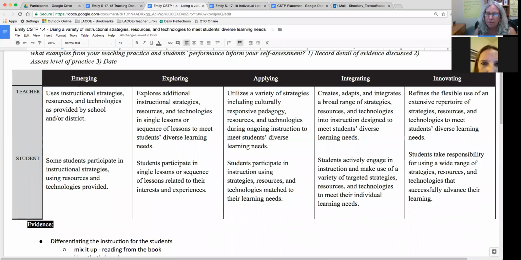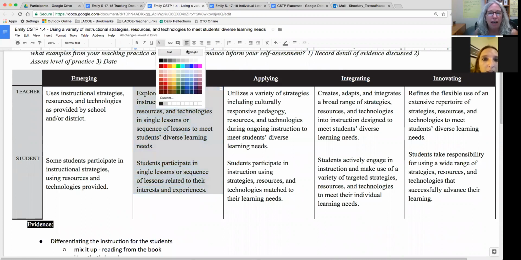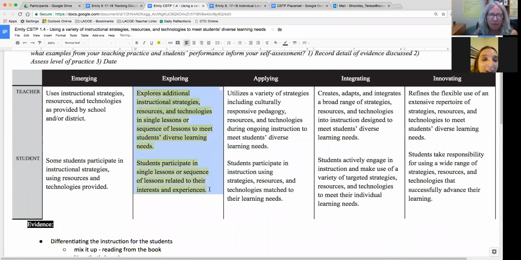I would say I'm exploring. Okay. That's kind of where I would have put you. And the one thing that I see that maybe we can work on a little bit might be technology to help us with some of that. Yes, please, that would be awesome. So something to think about.